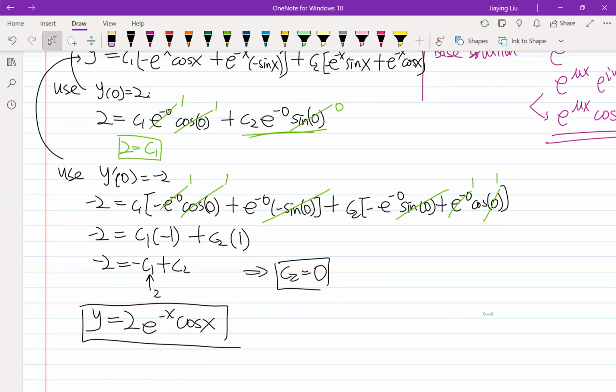Any questions on this part to find C1, C2? Just be careful. I know it could be confusing. Sometimes we mistake cosine 0 for sine 0. Always remember sine 0 is 0, cosine 0 is 1. Don't get confused there.